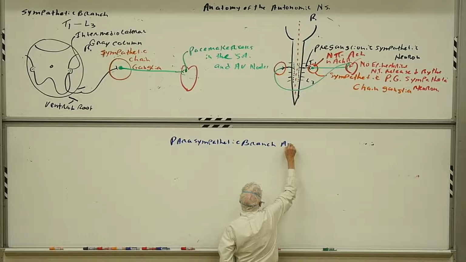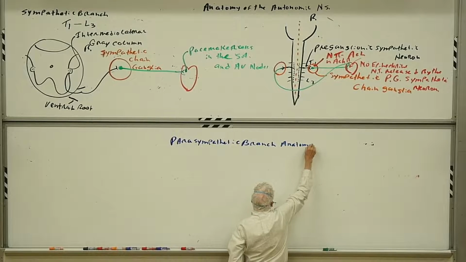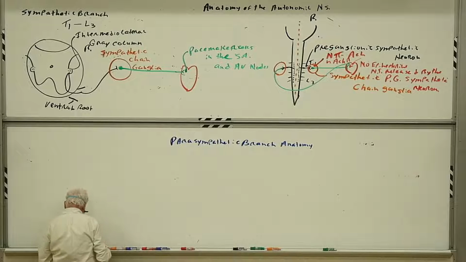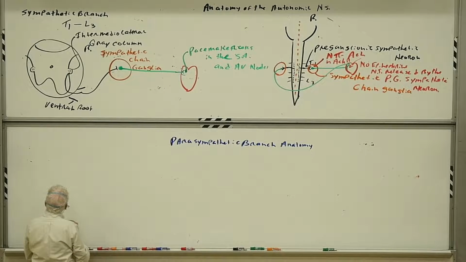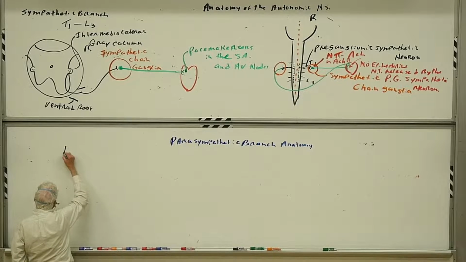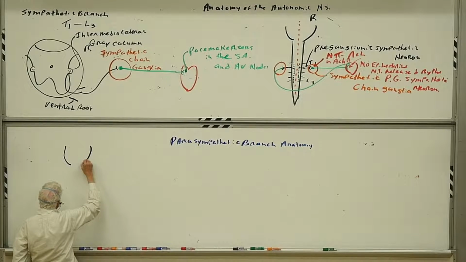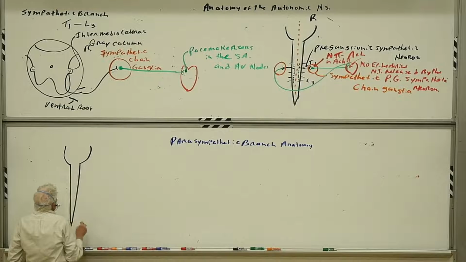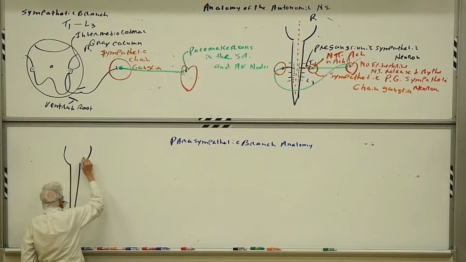Anatomy. Now, since we're focusing on the heart, we're going to tell the story from the point of view of what's going on in the brainstem. So this is the brainstem, just as we have above. Here's the spinal cord.